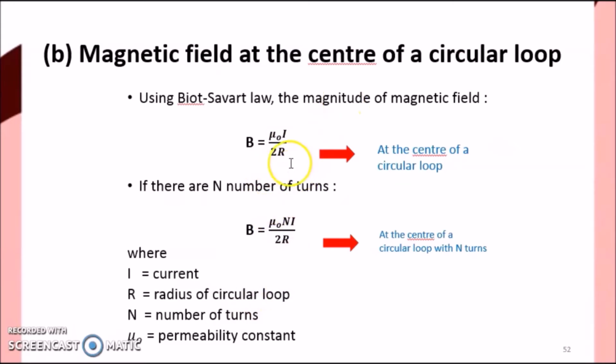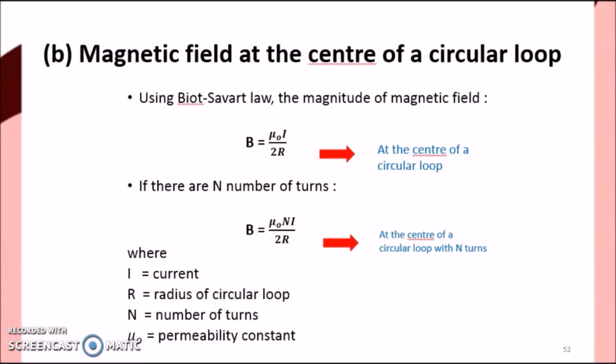Okay, circular loop ni bentuk bulatan lah, wire yang bentuk bulatan. So kalau single wire, satu wire saja, disamakan dengan 1. Kalau ada 10 wire bulatan tu, disamakan dengan N lah, samakan dengan 10. So dua ni ialah equation sama, it's just that berapa banyak bilangan loop ataupun turns of the loop tu, you just samakan lah.